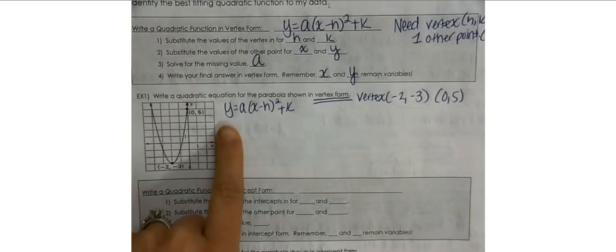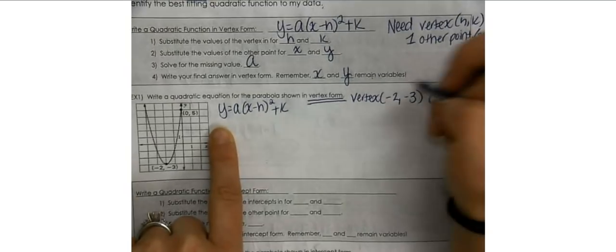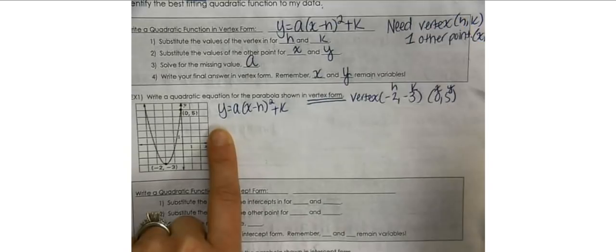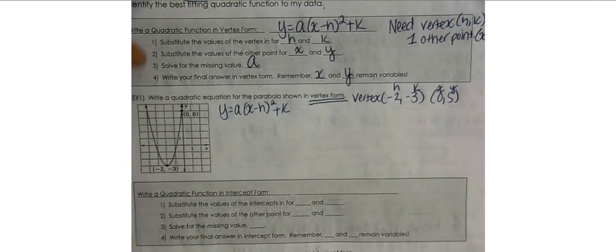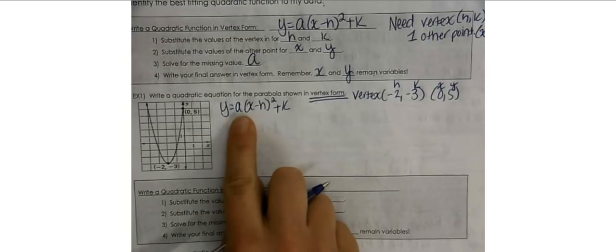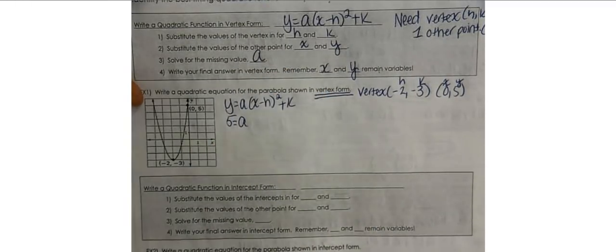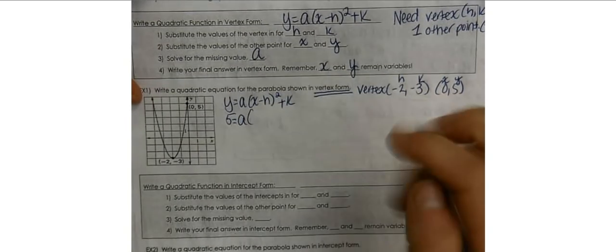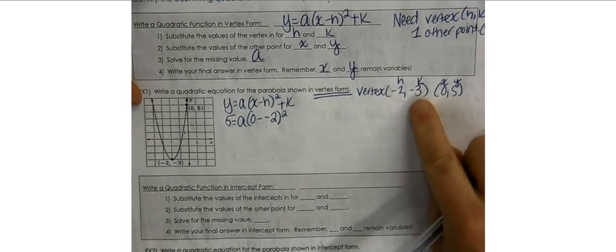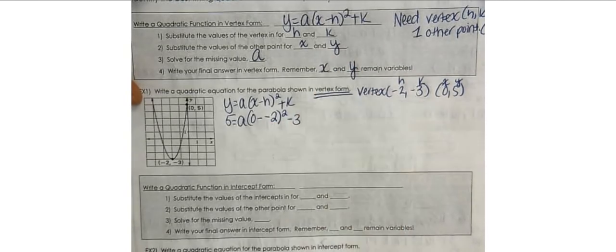So in the equation y is equal to a times x minus h squared plus k, I know that my y value is going to be 5, my x value is going to be 0, my k value is -3, and my h value is going to be -2. So I'm going to substitute these values into my function rule for vertex form. So I'm going to write 5 is equal to a, that's the part I don't know, times x is 0, minus h is -2 squared, then plus k, so that's plus -3 or simply -3.